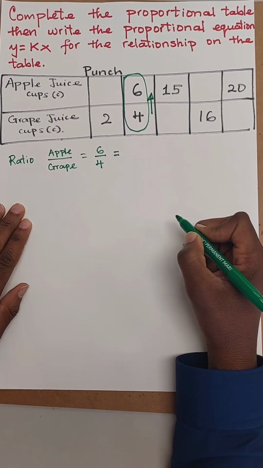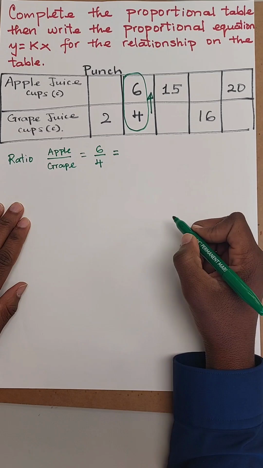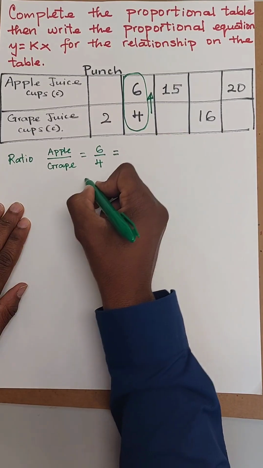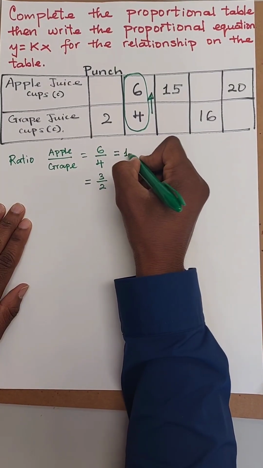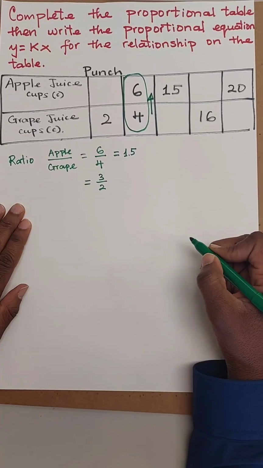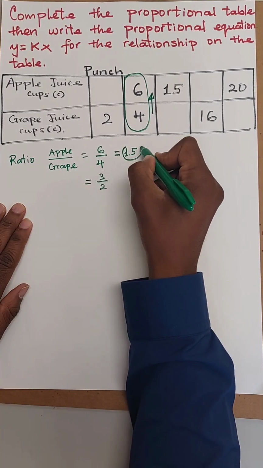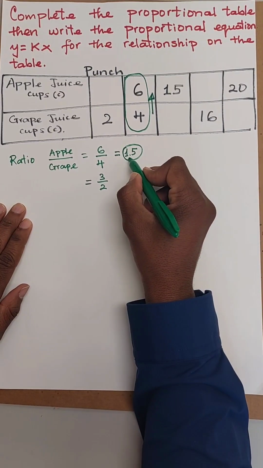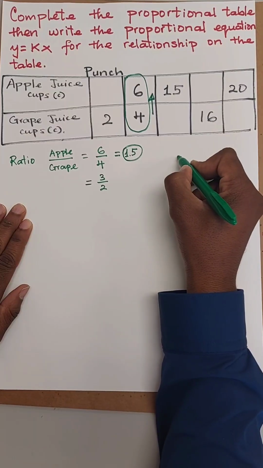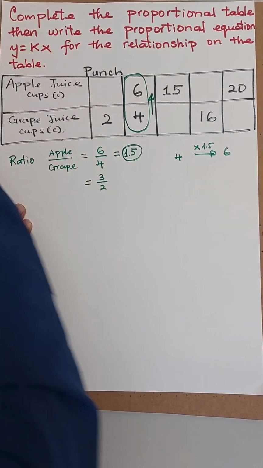This is a fraction which you can simplify or even write as a decimal. Whatever it is, you could write this as 3 over 2 if you decide to keep it as a fraction, or you could write it as 1.5 if you use decimals. That is the number that will help you to find the missing numbers on the table. So this number is telling you that for you to go from 4 to 6, you need to multiply by 1.5.